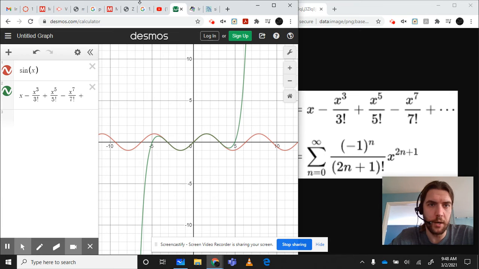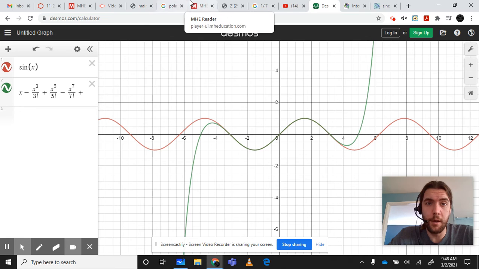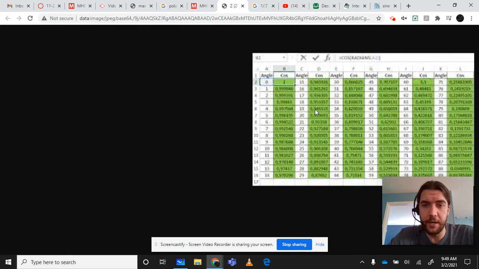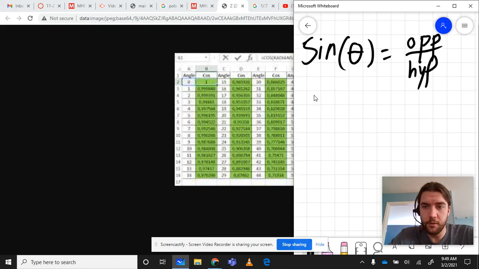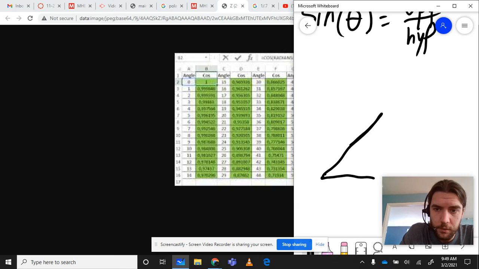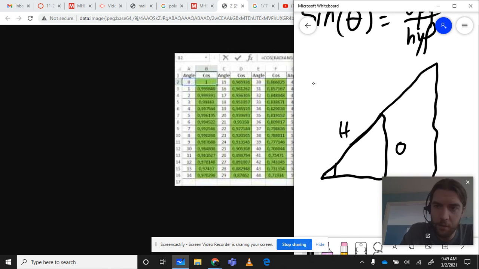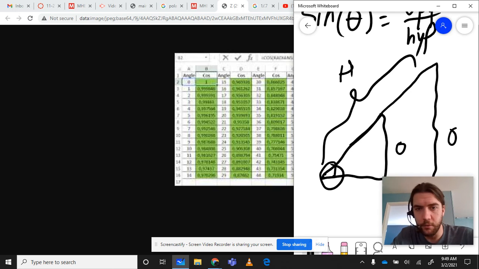Now, the other way of describing it, which I think is probably better for us at the moment, is to think about those tables, to think about the fact that these ratios are standard values. So if I have a 45-degree angle, the sine of that 45-degree angle, the opposite over the hypotenuse, will never change, no matter how big that triangle is.